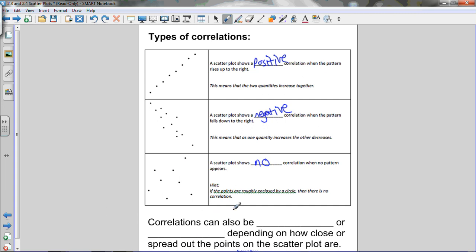Correlations can also be described as strong or weak, depending on how spread out the points on the scatter plot are. Like these ones, they follow a very straight line, so that's a very strong correlation. They go up to the right in a very straight line, so strong correlation. These ones are still a pretty strong correlation, but they're spread out a bit more than this first one. So this one is definitely weaker than this one. So this is a weak negative, and this would be a strong positive correlation.